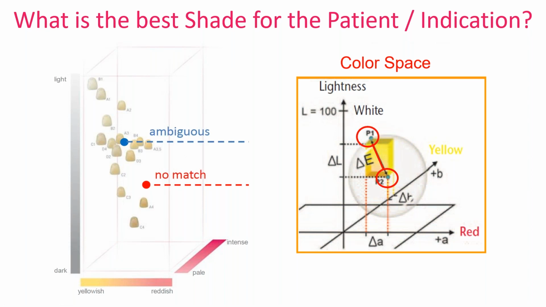So if it falls in between two different shades, A3, B4, A3, D4, ambiguous, right? It's in between, it's unknown. Which one do we select? Do we select the A3? Do we select the B3? Do we select the D4? These are all grouped and all pretty much on the same plane as far as brightness goes. The difference is that some are yellowish and some are reddish. And then you have the orange in between.